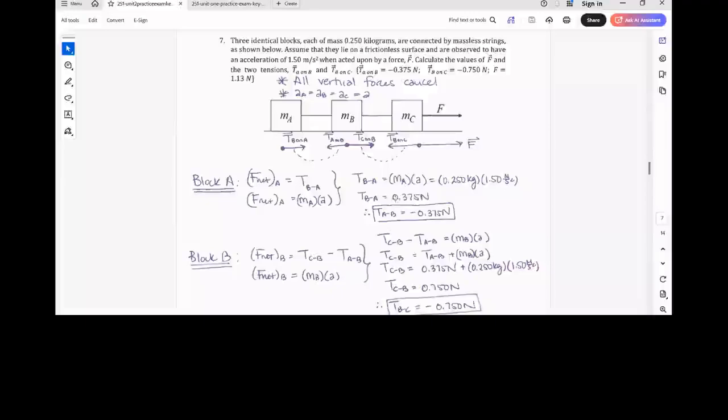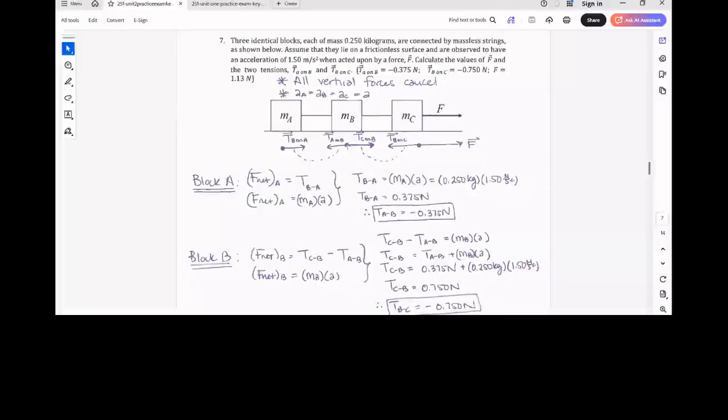I find that TB on A has magnitude 0.375 newtons. And technically, we are looking for TA on B as one of our tensions. So TA on B is going to have the same magnitude, but just negative. And TA on B does point toward the left, so that makes sense that that's a negative in our coordinate system. But once I know the magnitude of both TB on A and TA on B, I can use that as I move down the chain.